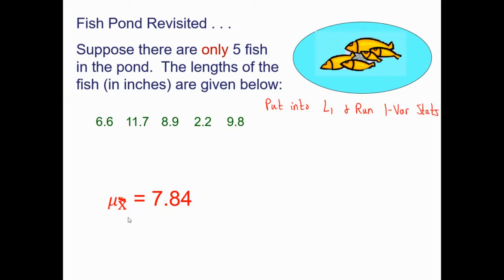Now, what's our standard deviation? Sigma, 3.262. And again, this should be sigma of x, not x bar. S is your sample standard deviation.